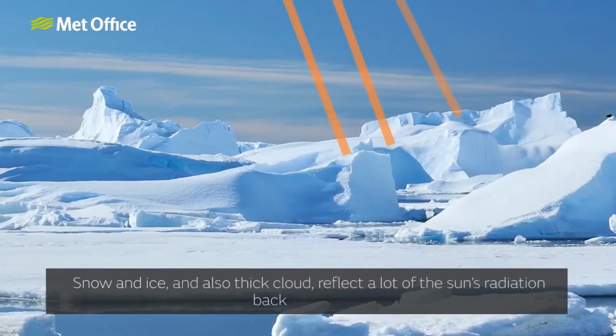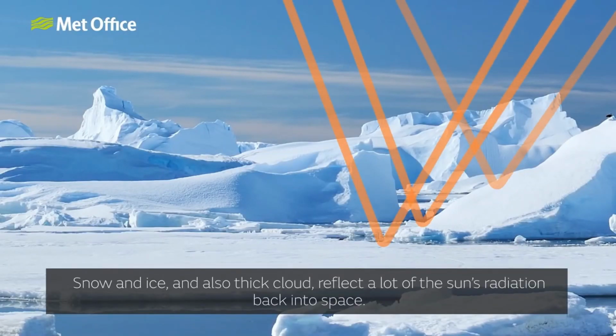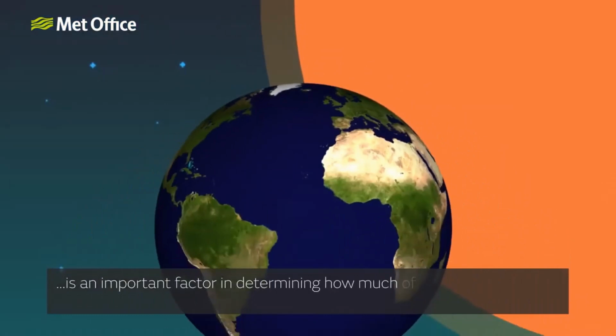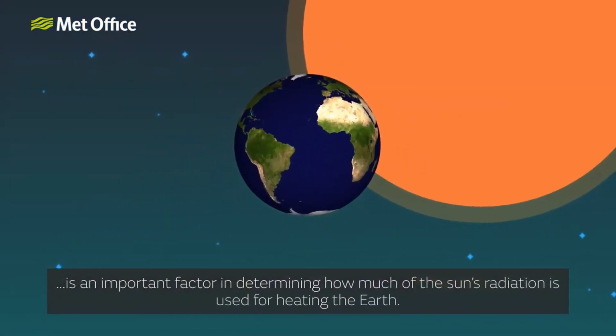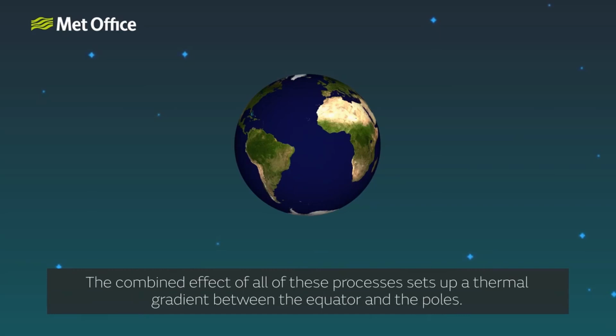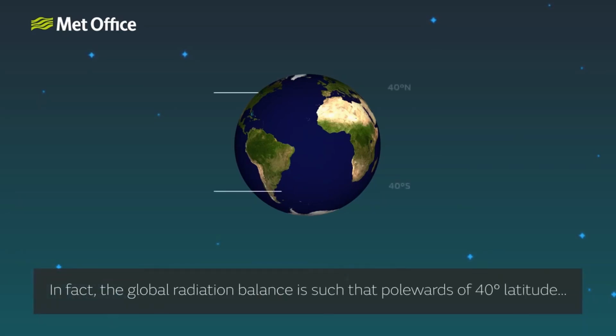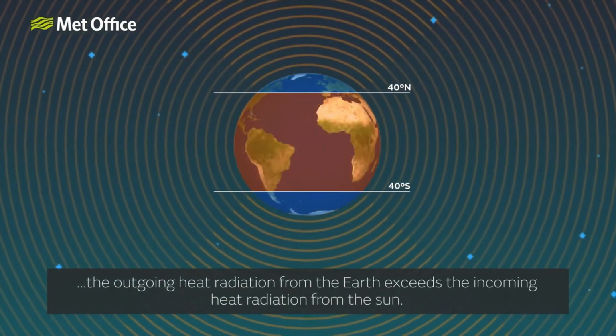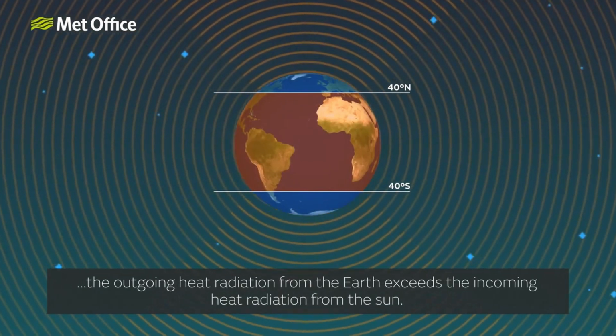Snow and ice, and also thick cloud, reflect a lot of the sun's radiation back into space. The reflectivity, or albedo, of the underlying surface is an important factor in determining how much of the sun's radiation is used for heating the Earth. The combined effect of all of these processes sets up a thermal gradient between the equator and the poles. In fact, the global radiation balance is such that poleward of 40 degrees latitude, the outgoing heat radiation from the Earth exceeds the incoming heat radiation from the sun.